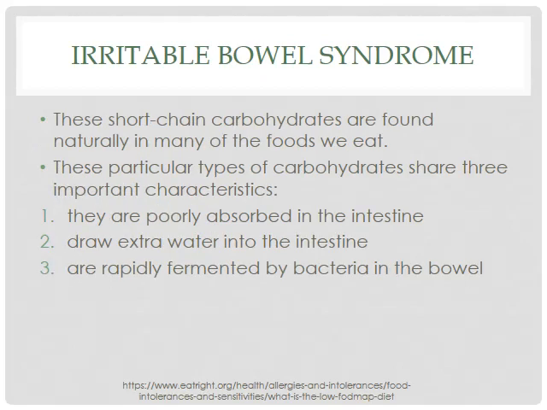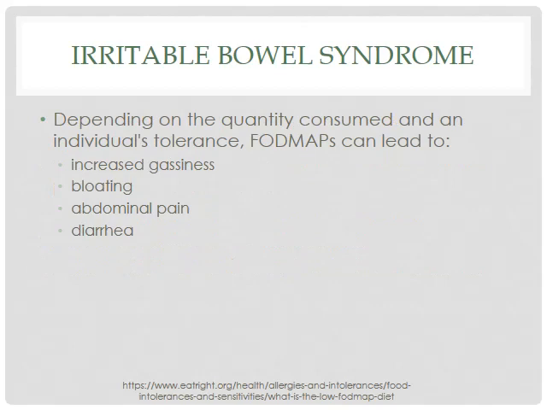They are short-chain carbohydrates found naturally in many of the foods we eat. These particular types of carbohydrates share three important characteristics. 1. They are poorly absorbed in the intestine. 2. They draw extra water into the intestine. 3. They are rapidly fermented by bacteria in the bowel. Depending on the quantity consumed and an individual's tolerance, FODMAPs can lead to increased gassiness, bloating, abdominal pain, and diarrhea.